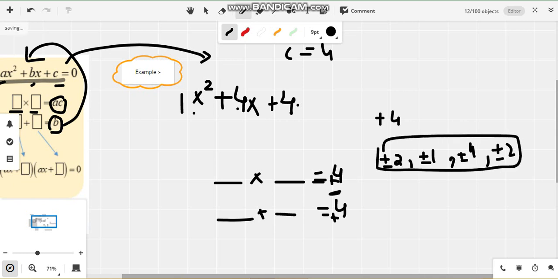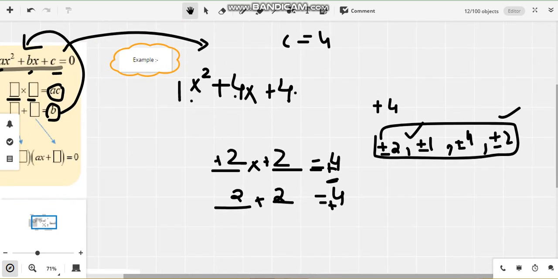So we have to select two numbers from it. I can't take 4 and 1, because 4 minus 1 is 3. And if you multiply 4 with 4, that gives you 16, not 4, and when adding or subtracting, that's not giving 4 either. So we can take 2 and 2. Both contain positive signs, so the middle term also has a positive sign. 2 times 2 is 4, and when you add them, that becomes 4.